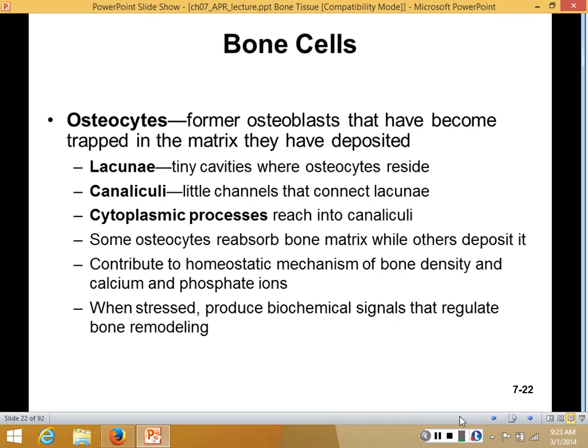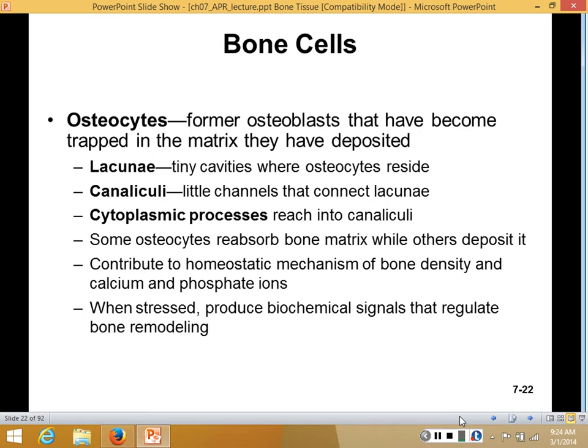Some reabsorb bone matrix. What happens is any new minerals in the blood will actually be absorbed and deposited inside of our bone matrix or the bone itself. The osteocytes are responsible for that. Any type of old minerals that have to be removed, okay, the osteocytes are involved in moving that as well.